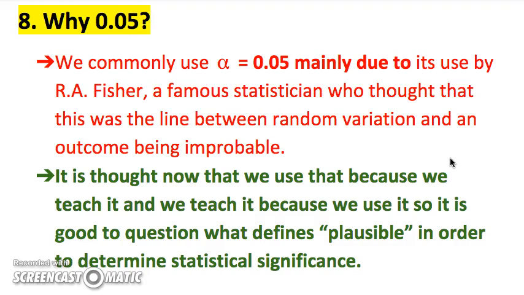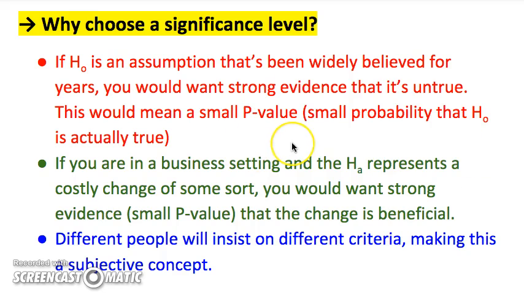Some medical studies also use a 1% chance for plausibility. So a small p-value would say that it's less likely that a claim is true. It's less plausible. So the significance level could vary depending on what we're looking at, depending on the strength of the evidence we need.